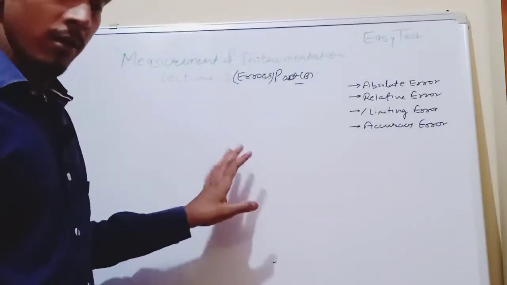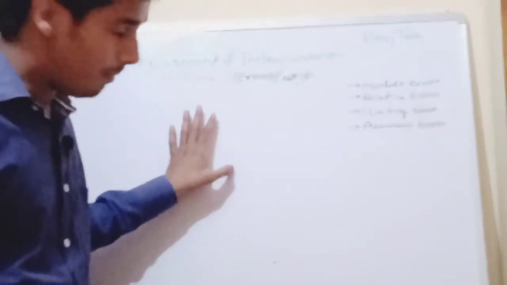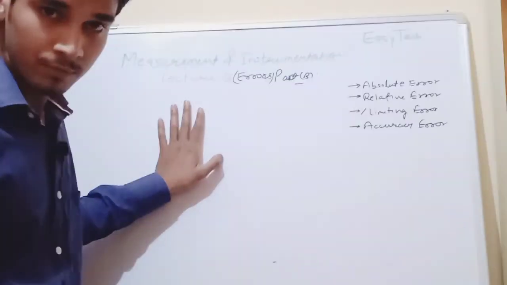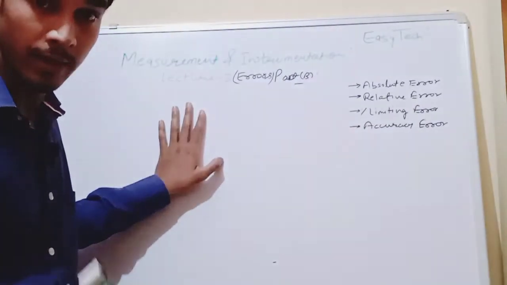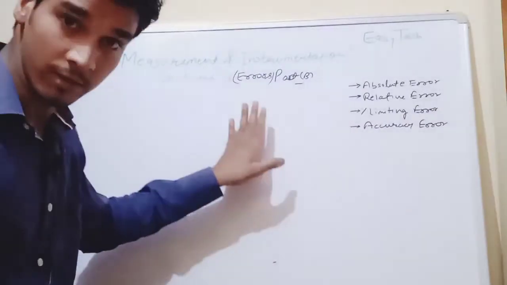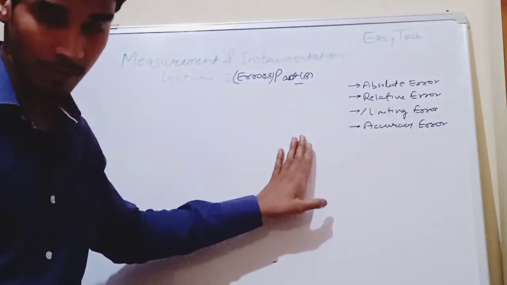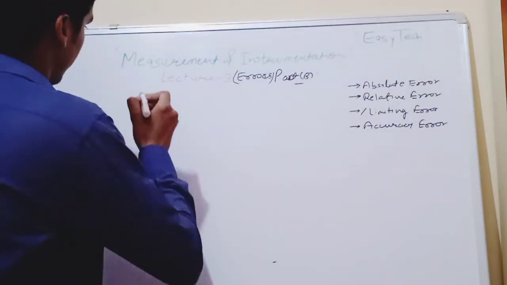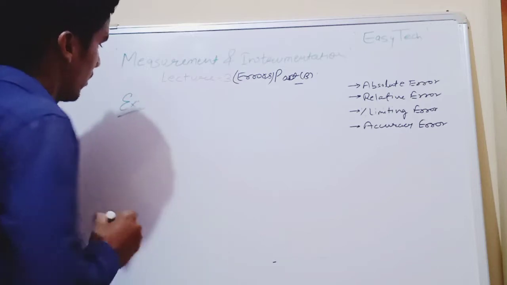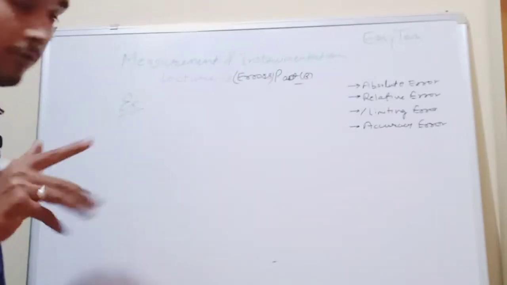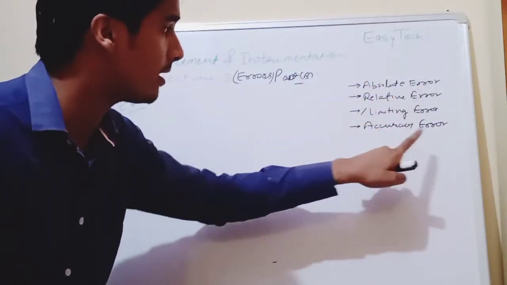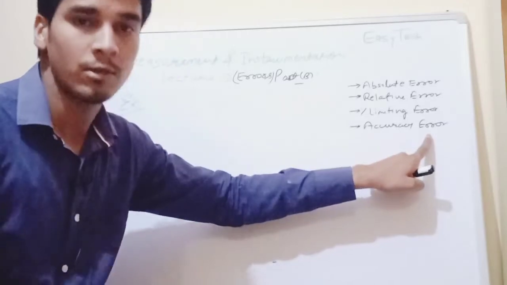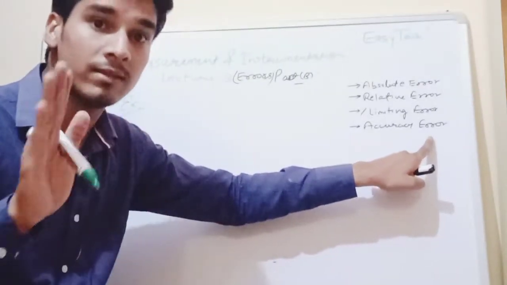You will get negative marks in the examination. By the help of this example that I'm going to illustrate here, you will understand how to add the percentage limiting error when resistances are connected in series and when they are connected in parallel. If you are confused about what absolute error, relative error, percentage limiting error, and accuracy error are, please turn to the previous lecture. There you will get the understanding.